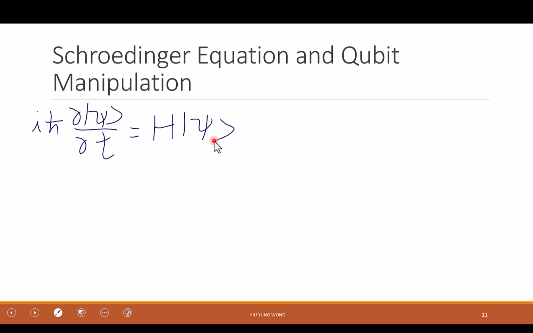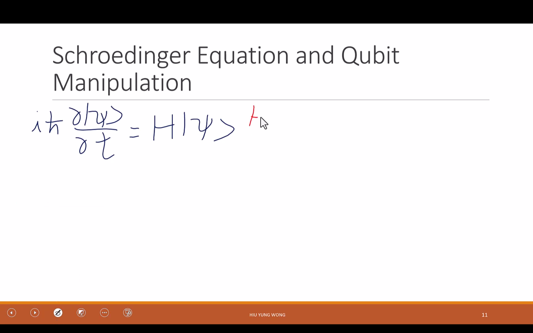Can someone use English to tell me what is the meaning of this term? Partial psi, partial t. The rate of change of the state. Very good. The rate of change of state. That's it. How does it change? Well, it said that if you multiply it by i times h bar, which are constants, it is equal to itself times a matrix. And this matrix here, don't get confused, it's not Hadamard gate, it's the Hamiltonian. Okay?